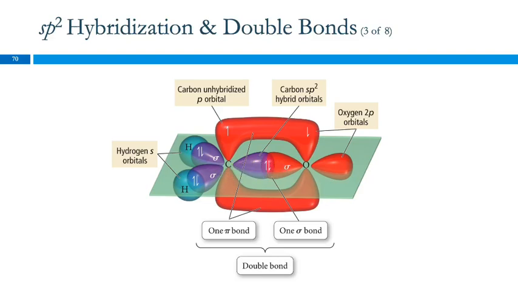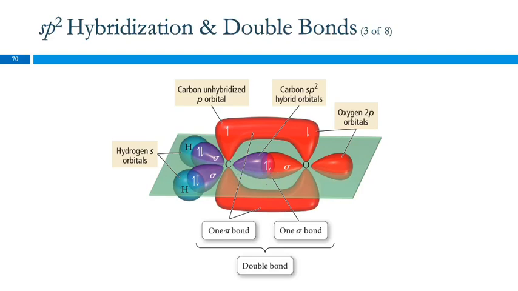This end-to-end overlap is called a sigma bond. And this side-to-side overlap is called a pi bond. Okay? So the sigma bond, if I look at the letter sigma, it's like a circle with a little tail at the top. If I imagine standing here at the oxygen nucleus and looking down this axis to the carbon nucleus, what would this bond look like? Look like a circle, right?